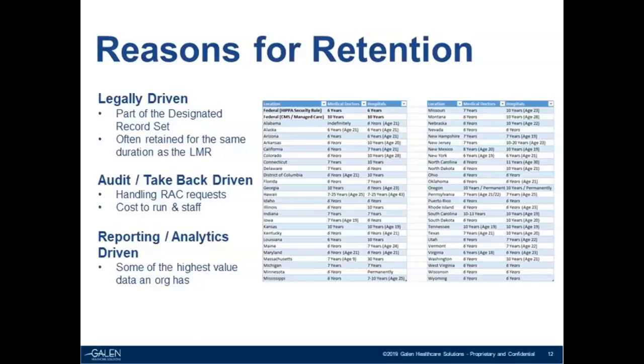Obviously, other drivers for retention are audits and takebacks. These types of RAC audits have become more frequent in recent years. They can happen up to 3 years after the finalization of that claim submission, generally to Medicare. And so for 3 years, you might have to go back and provide both financial and clinical documentation that justifies how care was delivered and how it was billed and the level of services, for example, that were used.